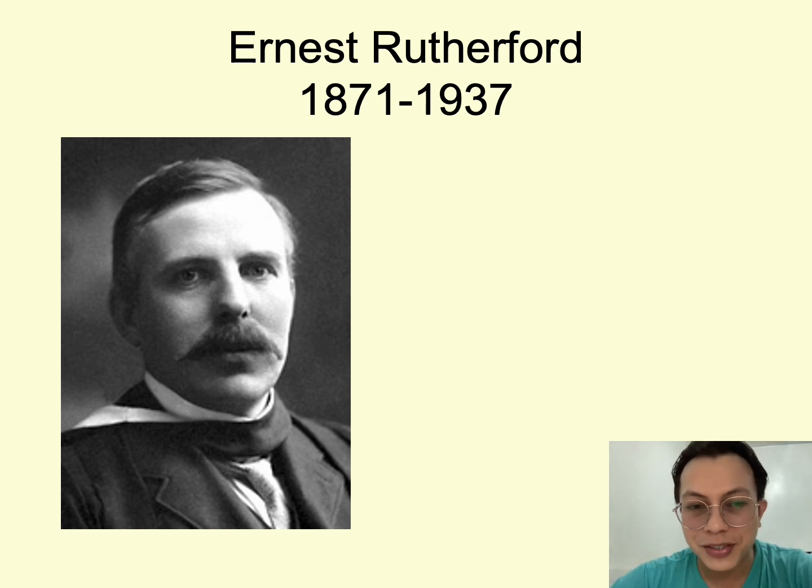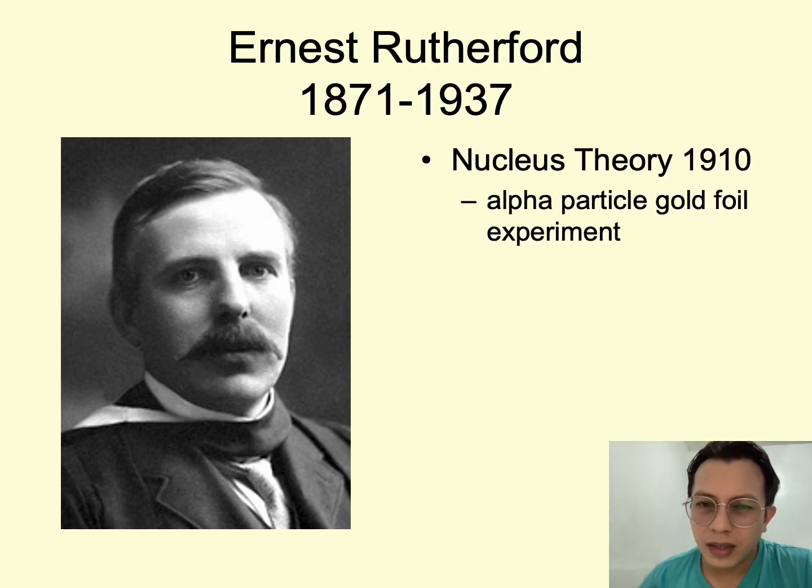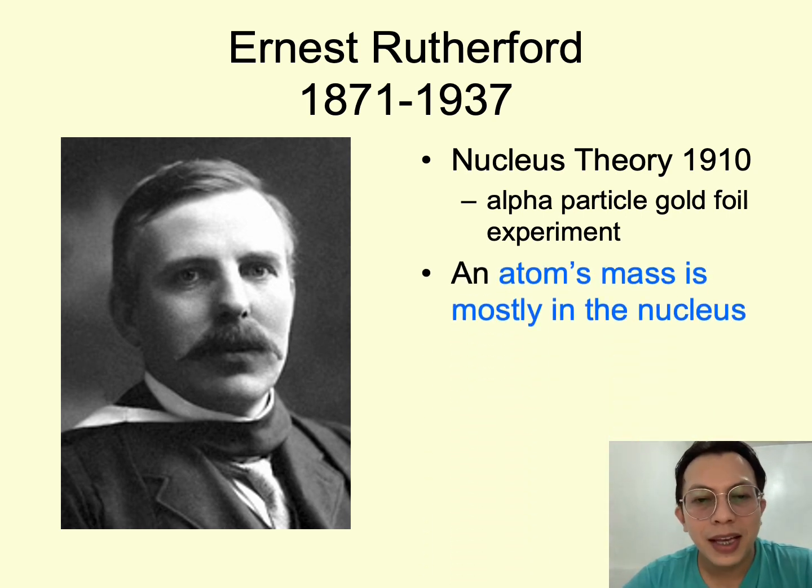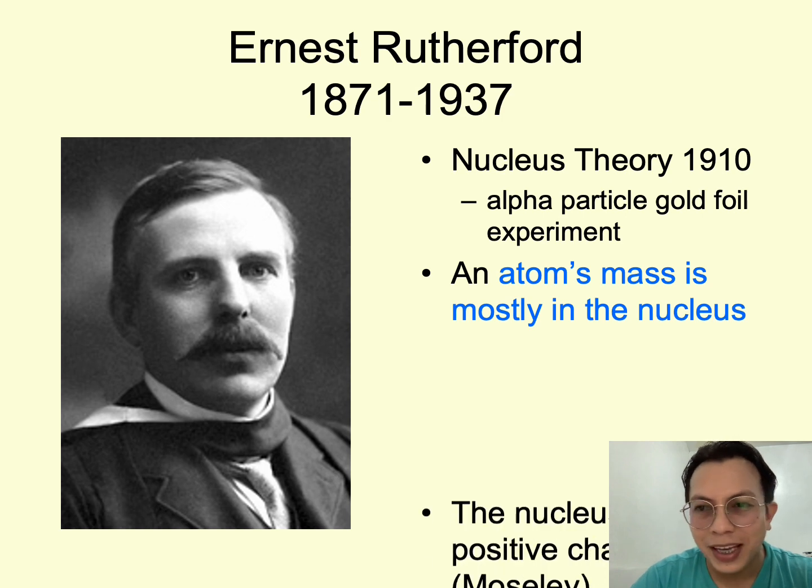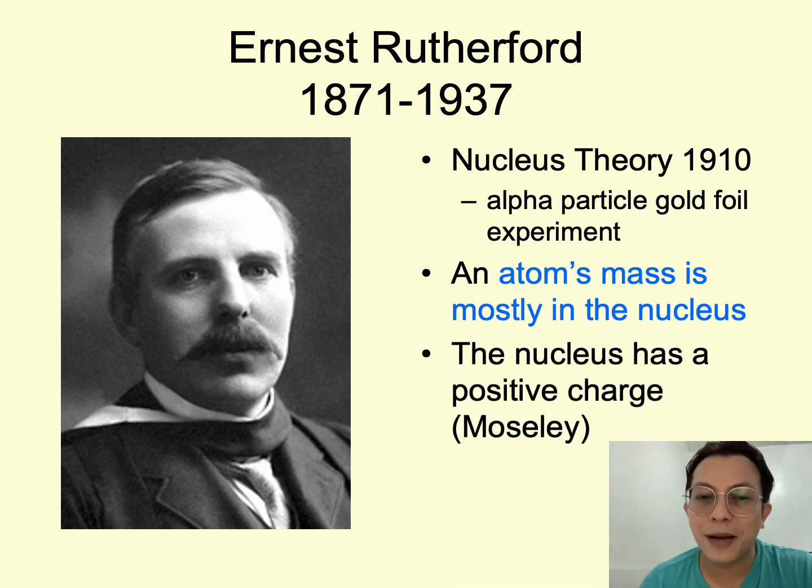Now here comes another scientist known as Ernest Rutherford. What was his contribution? It came later, after the discovery of the plum pudding model. He proposed a nucleus theory in 1910 using an experiment, the alpha particle gold foil experiment. He said that an atom's mass is mostly in the nucleus. There is a structure in our atoms where the subatomic particles are concentrated. He also said that the nucleus has a positive charge.